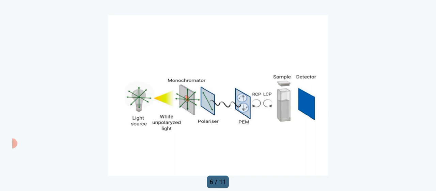Then both lights will enter into the sample, that is, the sample will be in the cuvette. We can fill the cuvette to three-quarters level. It should be a very clean and colorless solution. After the sample, the light will pass and enter into the detector. The detector captures the signals and we can show them on our laptop or system. Finally, we take the reading as well as graphs. This is the overview of the instrumentation of CD.